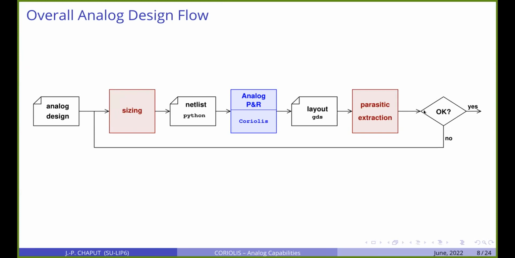And the idea of this loop is that, save for the first iteration, the modification would be small. So the PNR will just make a small amount of adjustments. This is the implicit hypothesis that we work on. In the next part, I will focus only on the blue part, which is made by Coriolis.